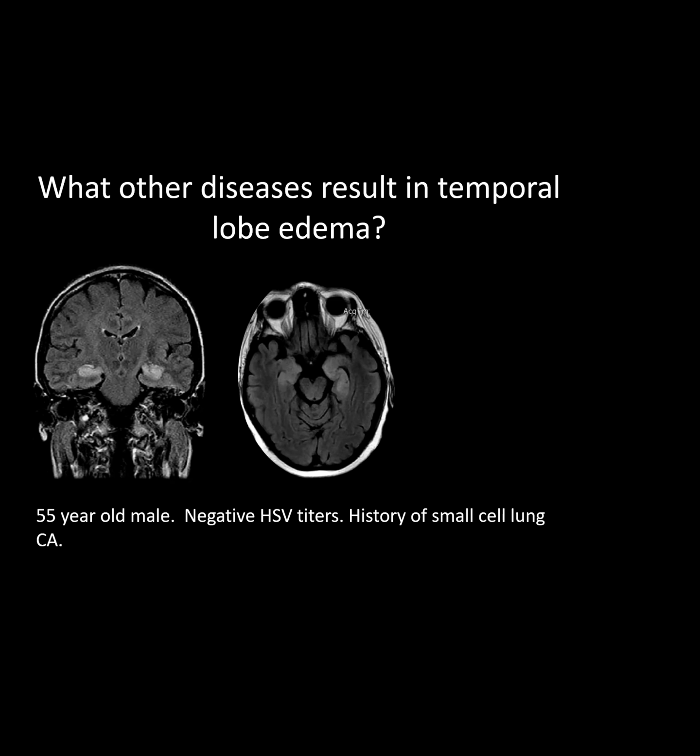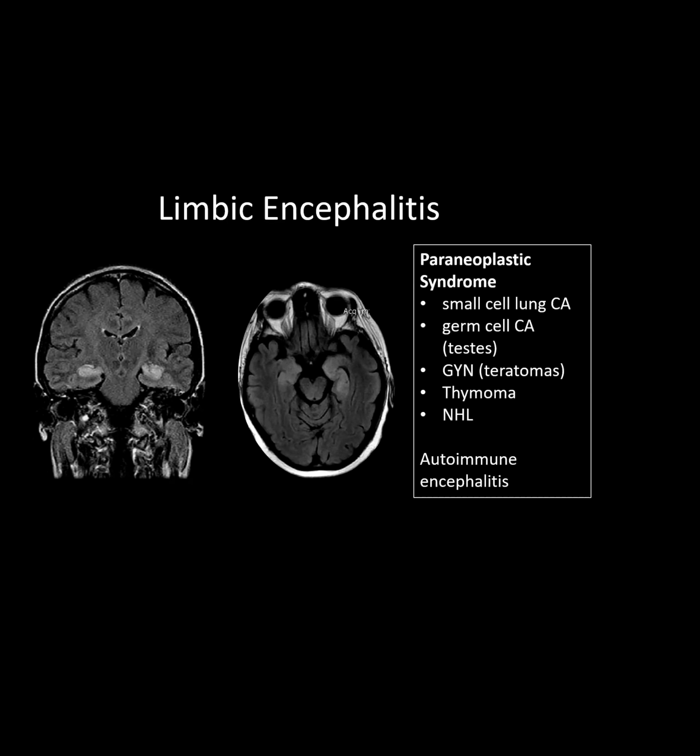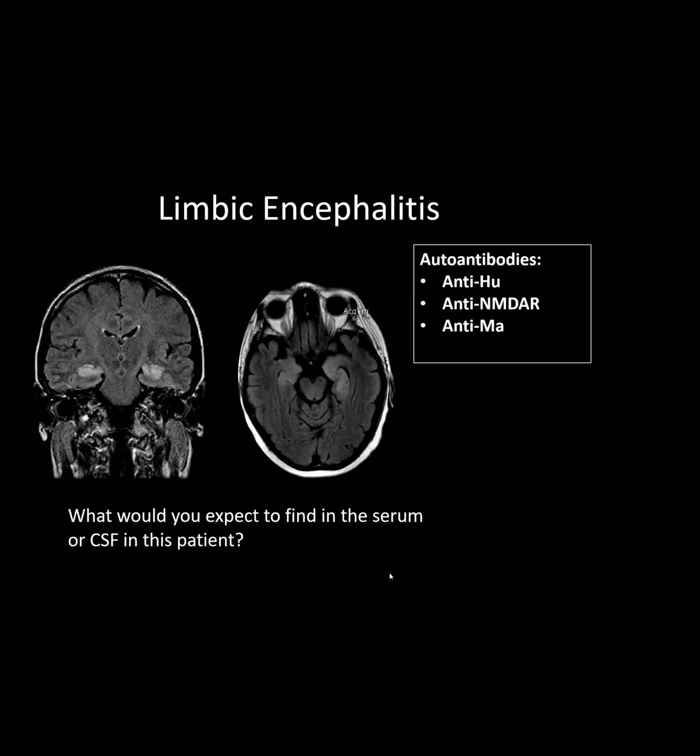So just think about that. Let's say you have a patient with a good MR imaging appearance for herpes, but their titers are negative. I would think about whether they have a non-infectious autoimmune encephalitis, or a paraneoplastic syndrome, maybe from lung cancer or a GYN issue. And what do you expect to find in the CSF or serum in this patient, Murray? I don't know the individual ones exactly. Just autoantibodies. Again, you guys know this better than me, but just be aware of that.